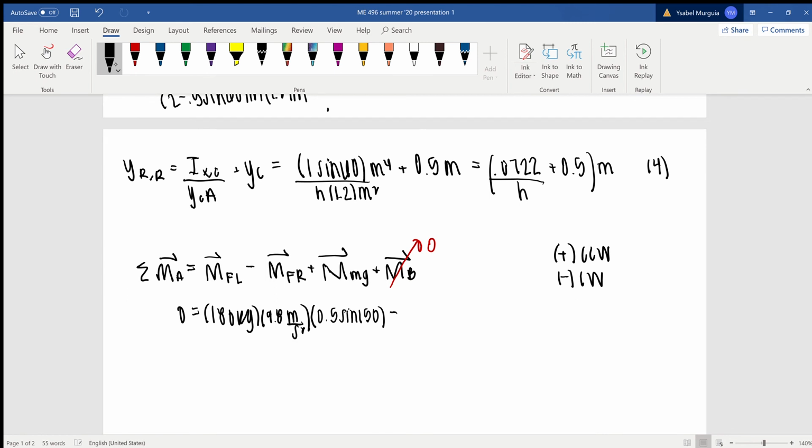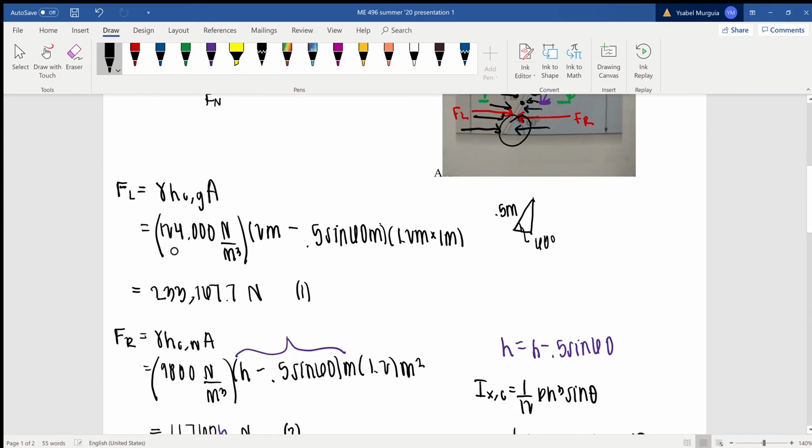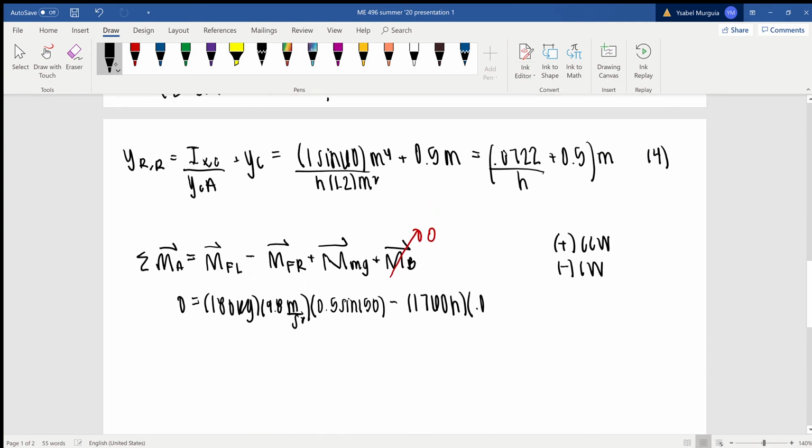minus 11,760H, the force due to the right, times its y sub r, which we found to be 0.0722, those are 2's, divided by h plus 0.5 meters. Okay, this is Newton meters. This weight will be Newton meters.